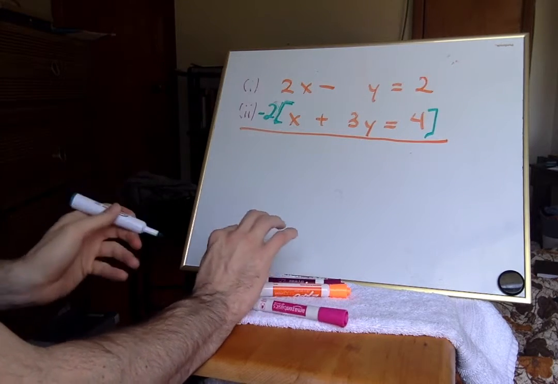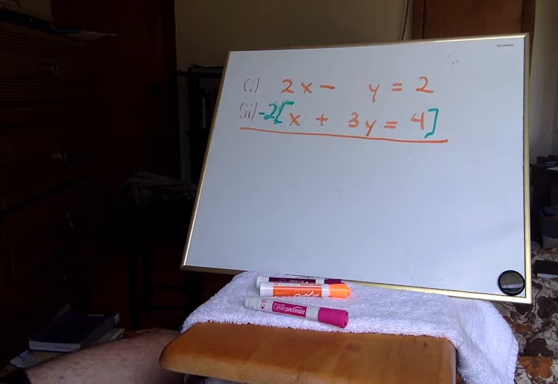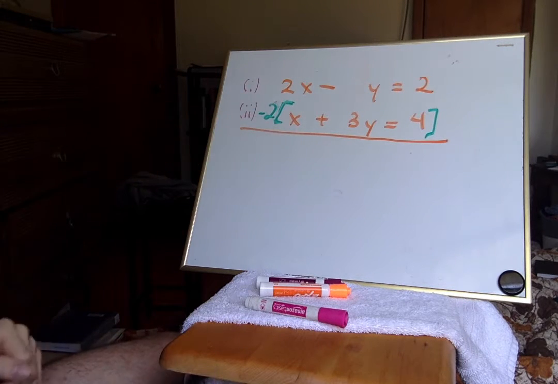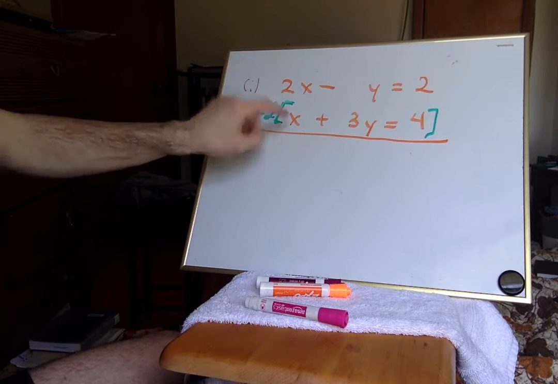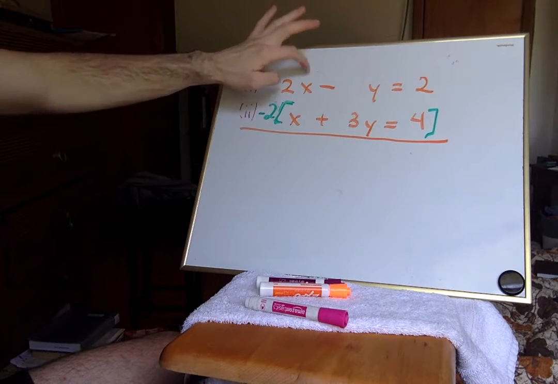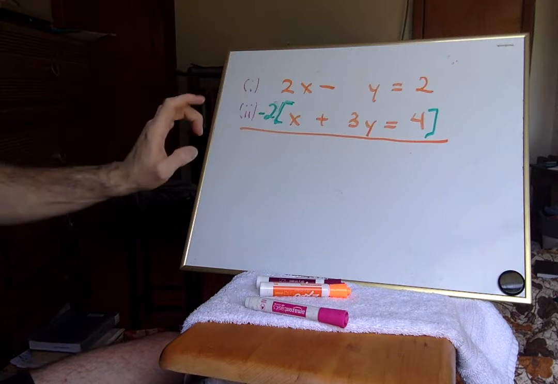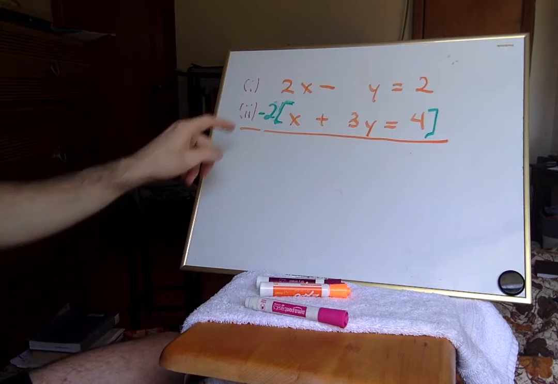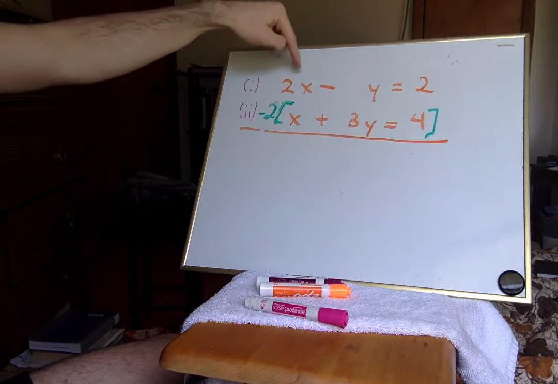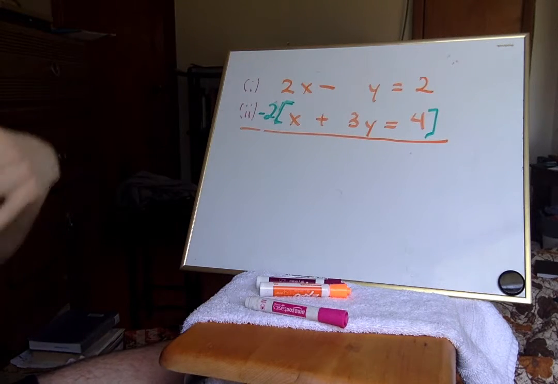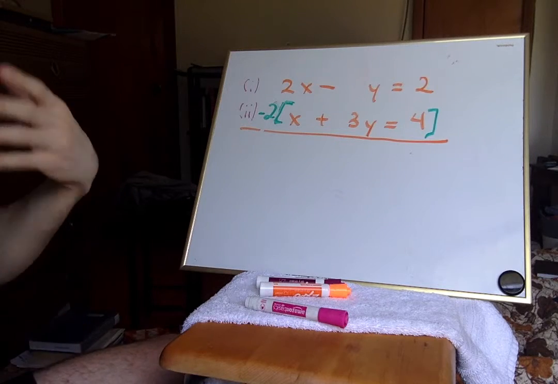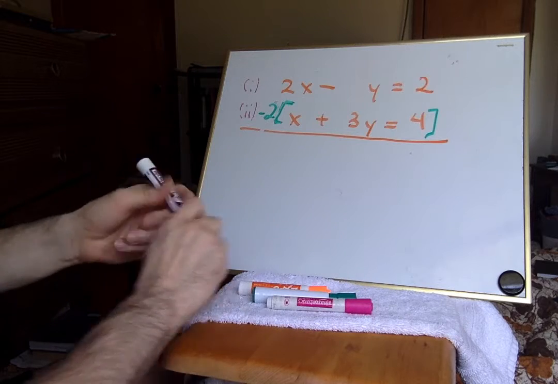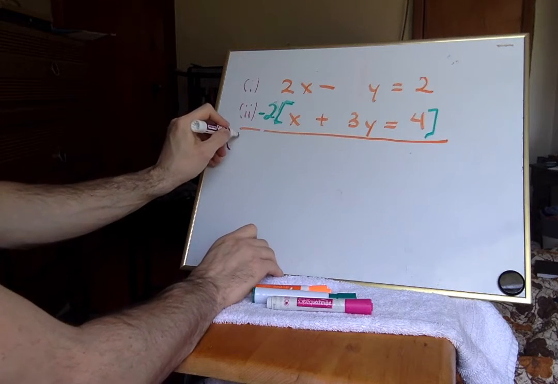Okay. How did I get -2? Well, this is 2x and this is x, right? I want these to match up, the 2x and the x. And I want these to be opposite signs, so that I have 2x and -2x. So that when I add the equations together, x is eliminated. Okay? So what does the second equation become?